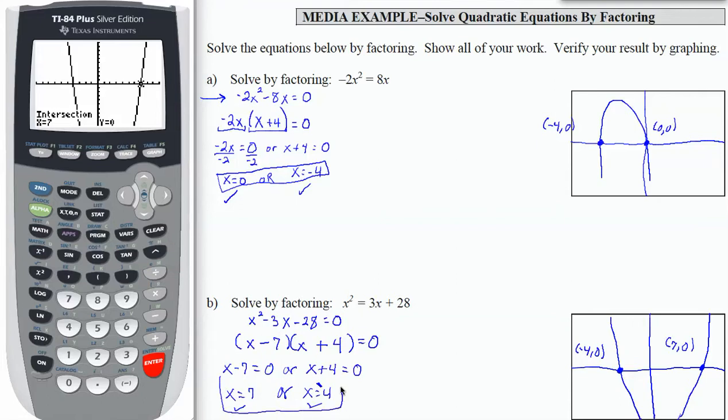So I have 2 solutions, just as I did in part A, to this equation, and they are x equals 7 or x equals negative 4.